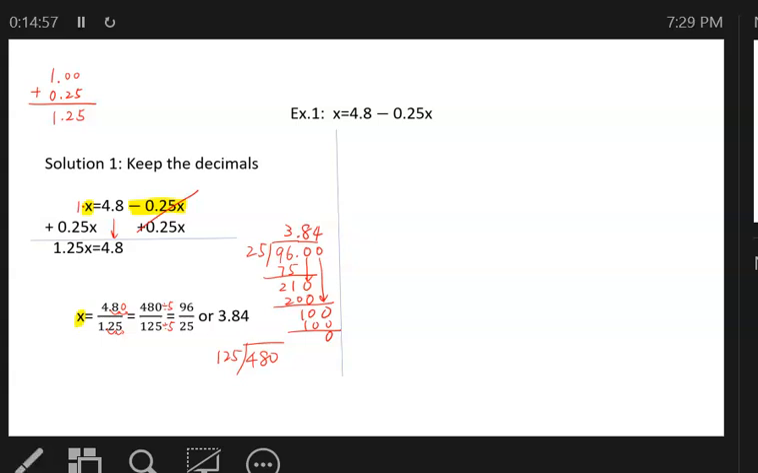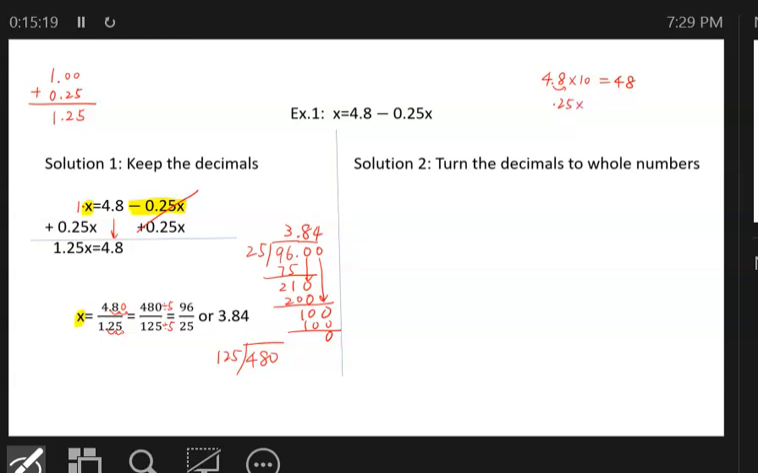But the new way is, if you don't like decimals, we can turn the decimals into whole numbers, because we know that when we have a decimal, for example 4.8, we can move the decimal point to the right to turn it into a whole number, which is equivalent to multiplying by 10 to get the whole number 48. For 0.25, we can move the decimal point to the right 2 times, which is equivalent to multiplying by 100 to get 25. But in order to turn both numbers into whole numbers, we have to multiply by 100.